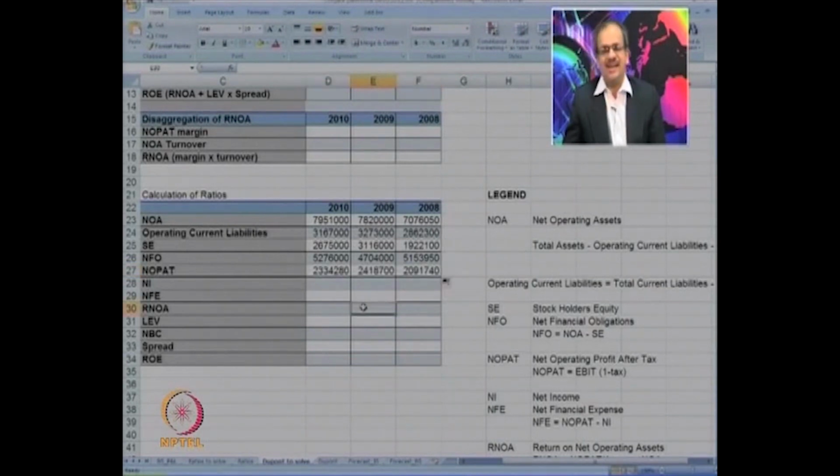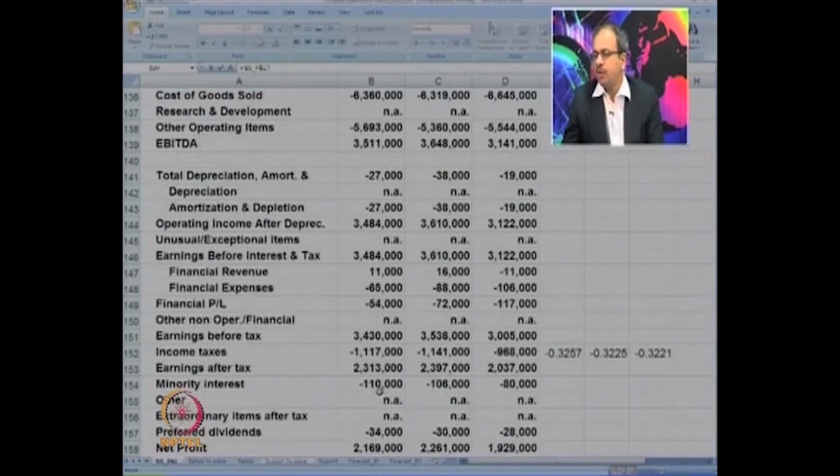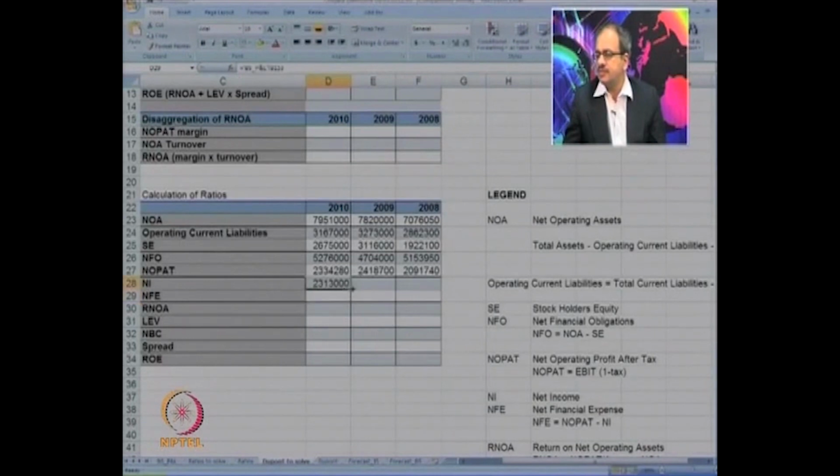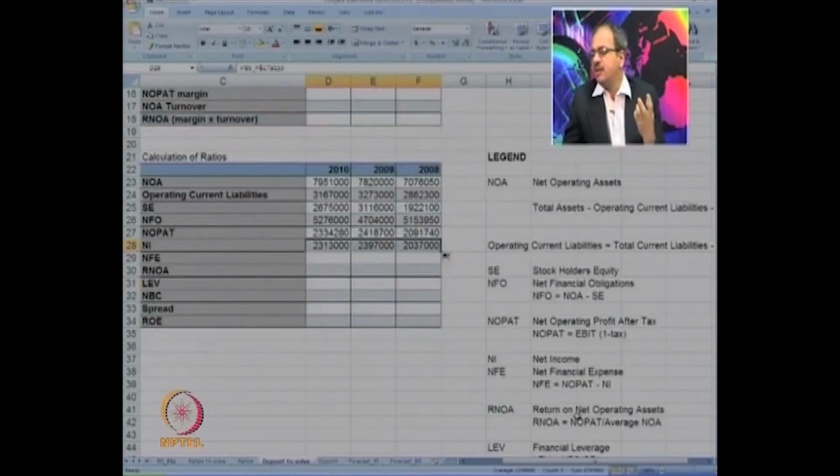Now, look at NI, net income. This figure will be readily available from profit and loss account. So, this is nothing but earning after tax. Now, NFE, next calculation, this is the net financial expenses. In simple terms, it is something like asset interest paid, but here we calculate it slightly differently. We calculate it as NOPAT minus NI.